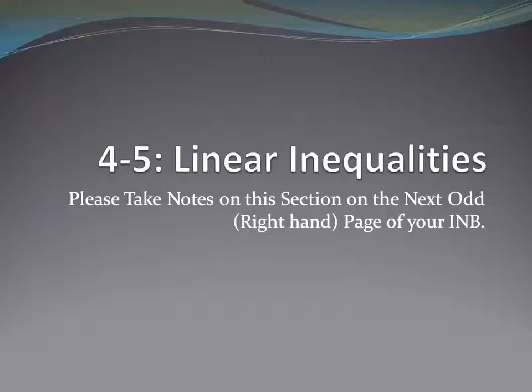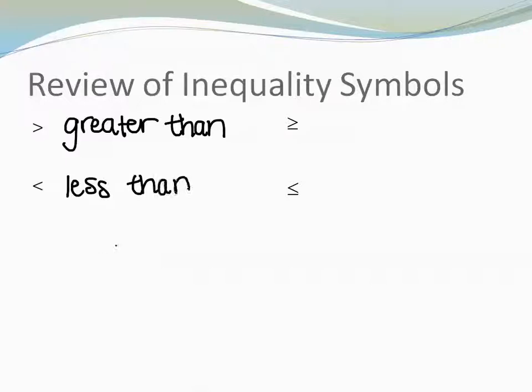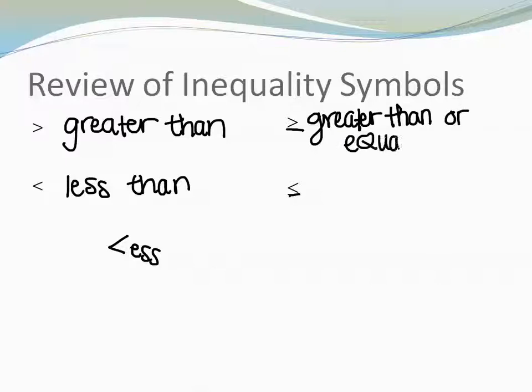So let's talk about our first inequality symbol, which is the greater than, and this one below is the less than. One way that I remember that is because the less than kind of looks like an L. Now if you have this little thing underneath, that means greater than or equal to, or less than or equal to. It means if it's equal to, it's included in the set. So greater than or equal to, and less than or equal to.